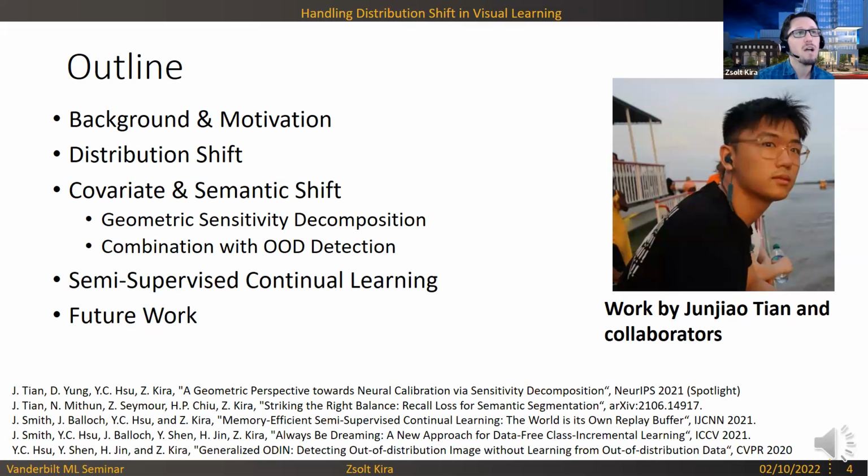And this includes combinations with tasks such as out-of-distribution detection, which again is a fundamental machine learning problem. And then I'll end with an application area looking at semi-supervised continual learning, where we'll actually use out-of-distribution detection to deal with continuously learning of new tasks. And then I'll discuss some future work.